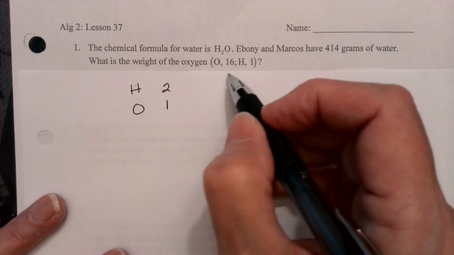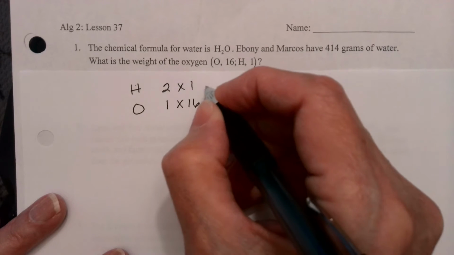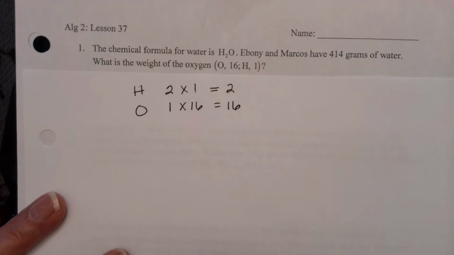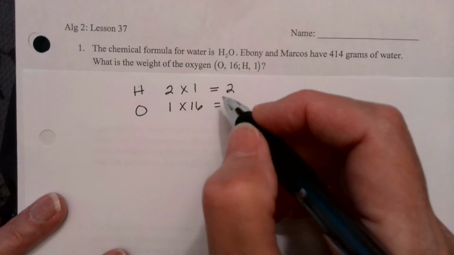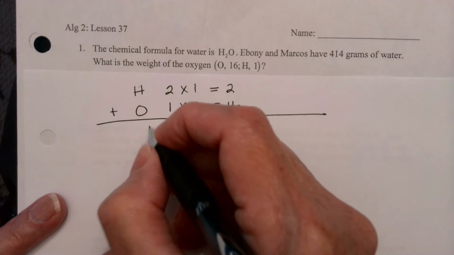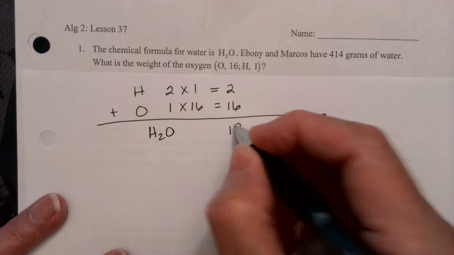Then you look at the weight of each one of them and you multiply it by the weight. So you can see that you really don't have to know all this stuff. Just follow those directions. Then we know that if we add these 2 together, then it gives us H2O. And that weight would be 18.